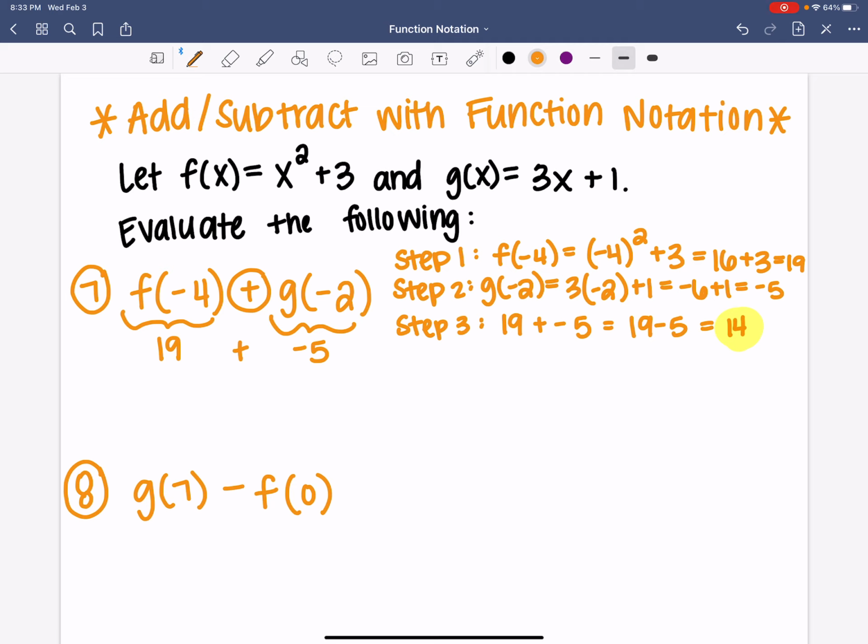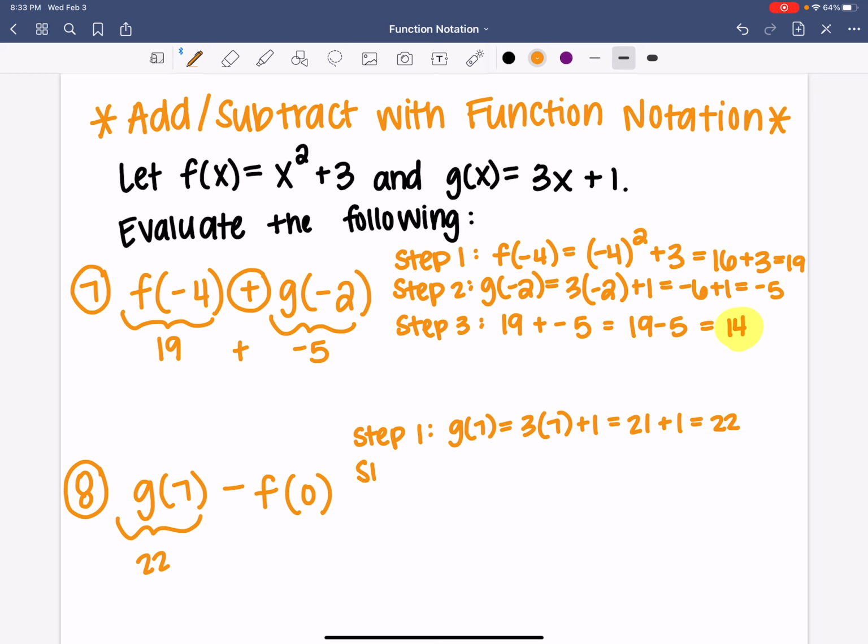In number 8, the same process applies. Step 1 is to find g of 7. So notice the functions are in a different order this time. We're finding g of something first. So g of 7 means I'm going to plug in 7 for x. So that's 3 times 7 plus 1. Now 3 times 7 is 21, and 21 plus 1 is 22. So g of 7 is 22.